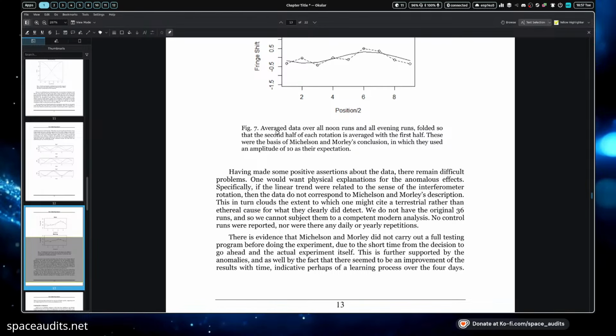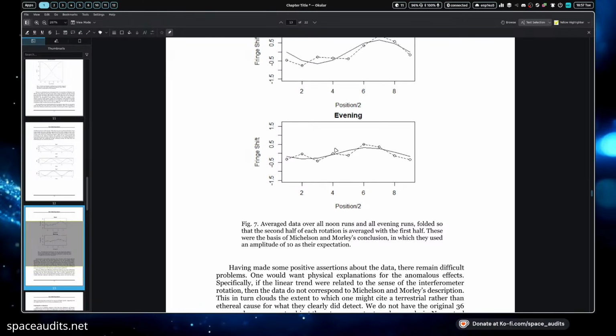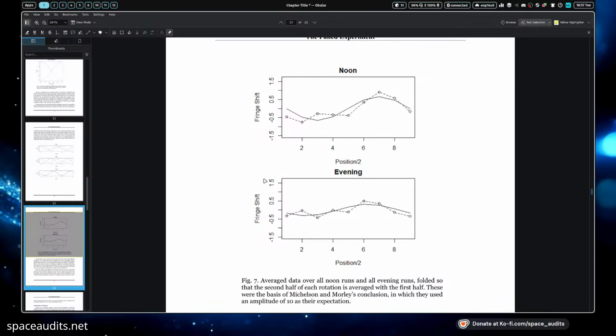Figure 7, the averaged data over the noon runs and the evening runs, folded so that the second half of the rotation is averaged with the first half. These were the basis of Michelson and Morley's conclusions, in which they used the amplitude of 10 as their expectation. So they're folding west over top of east. Instead of 15 points, we're looking at 7.5 or 8. 16 points rather. We're looking at 8 now, because it's the second half of the rotation superimposed over the first half.